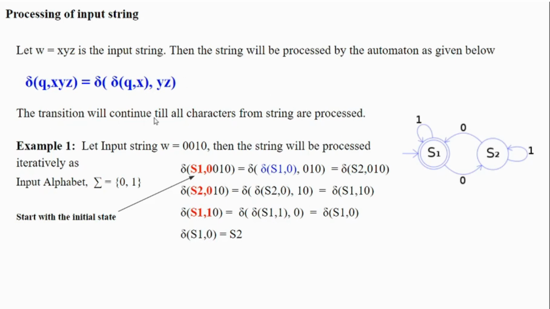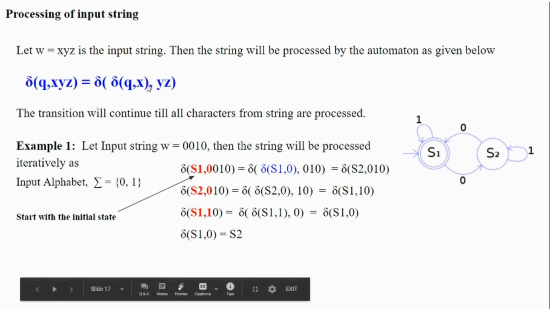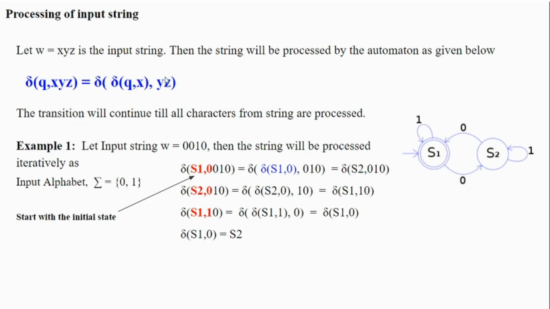So the transition will continue till all characters from the input string are processed. Let's take one example. Let the input string be W equal to 0 0 1 0. So in place of x y z, now we are taking 0 0 1 0, and this is the automaton given. The automaton must be given, otherwise you cannot have the transition functions. Without the automaton or the transition table, one cannot apply this transition.